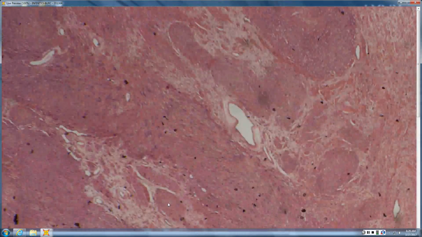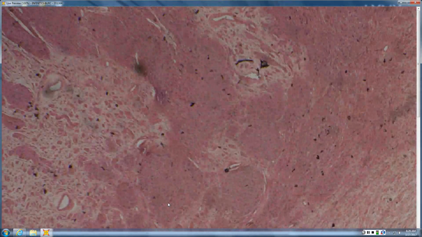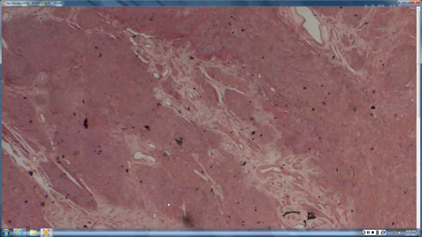Okay. How about this big encapsulated thing with a zone of subcapsular edema? Schwannoma. Schwannoma, very good. But what you should have said was, schwannoma, don't waste my time, right? Right.